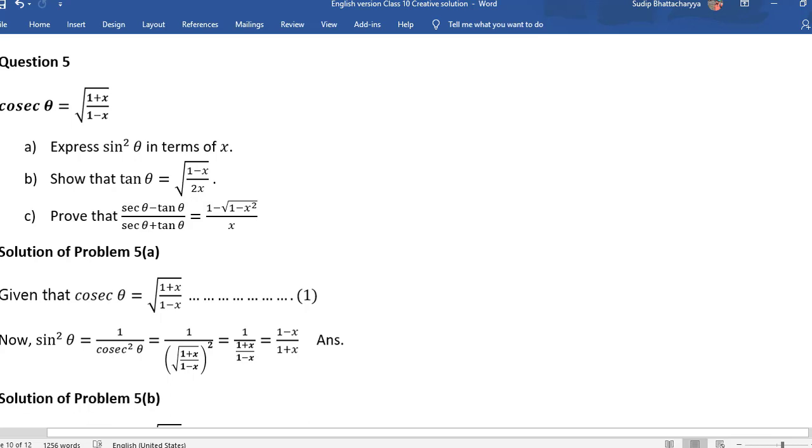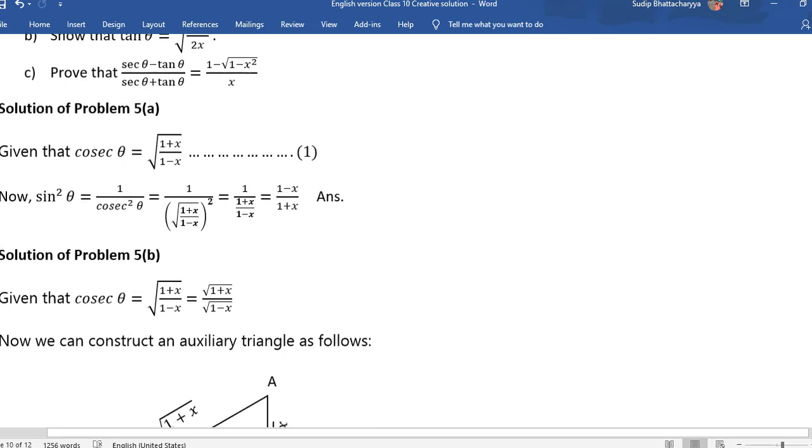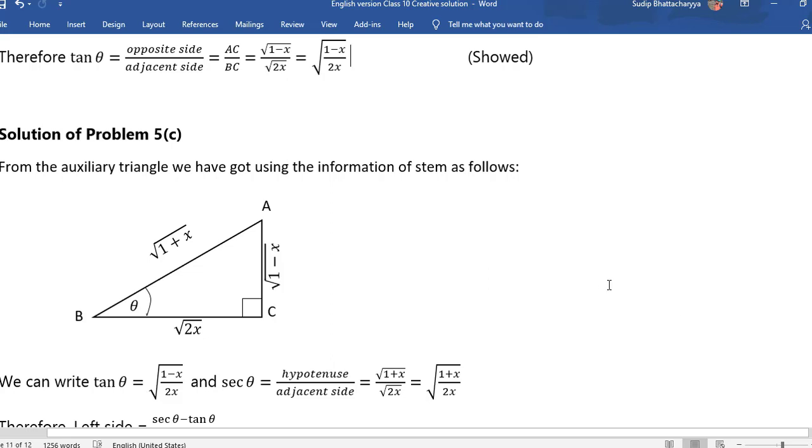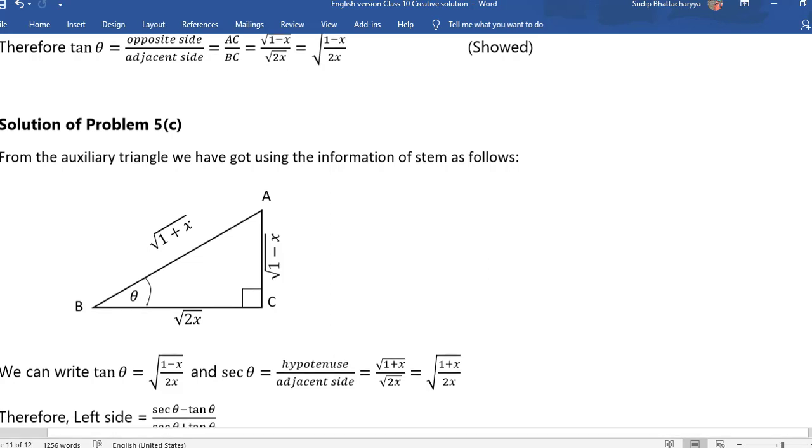Now I am going to take help of the right angle triangle to solve this problem. In my preferred method, I use the auxiliary triangle. From the auxiliary triangle we have drawn in 5b, we can copy it here like this: ABC, hypotenuse is root over 1 plus x, perpendicular is root over 1 minus x, and base is root over twice x. We can see that in 5c we have two trigonometric expressions, tan theta and sec theta.